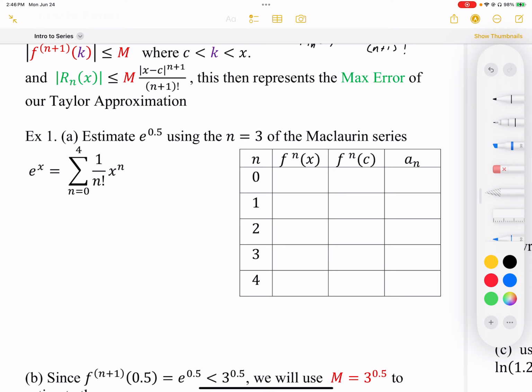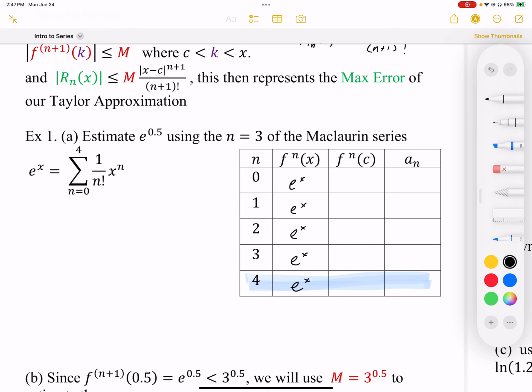Let's take a look at when we cut off the Taylor polynomial at n equals 3. Firstly, we're going to get our derivatives. We're going to estimate e to the 0.5. So we're going to differentiate e to the x. That just becomes e to the x, e to the x, e to the x, e to the x, and we're going to use the fourth term for our error term. That's also going to be e to the x. So this represents our error term.